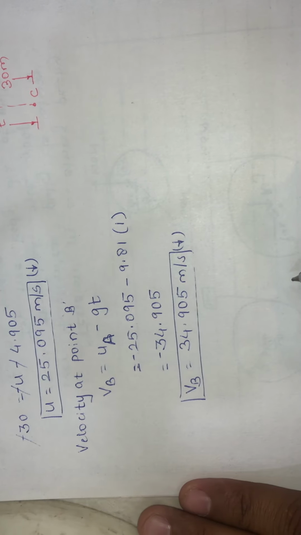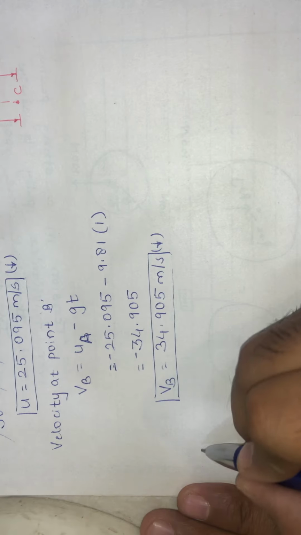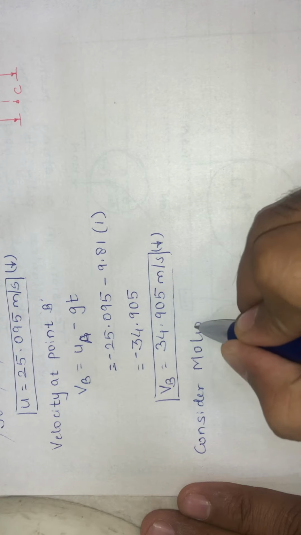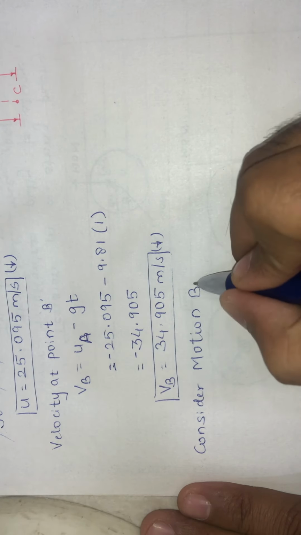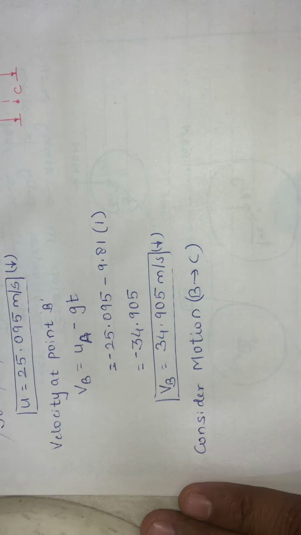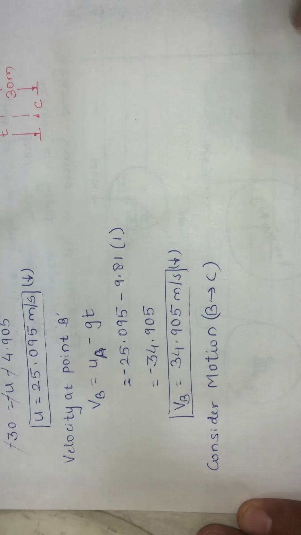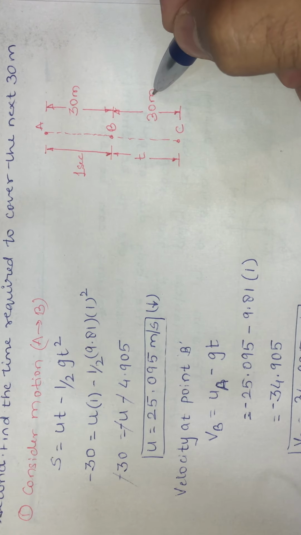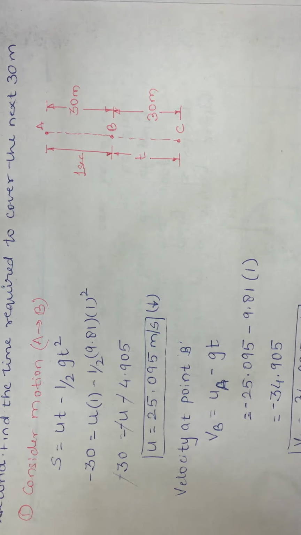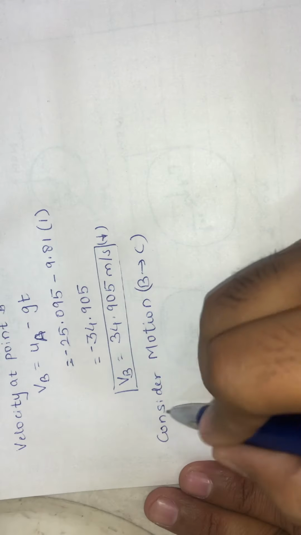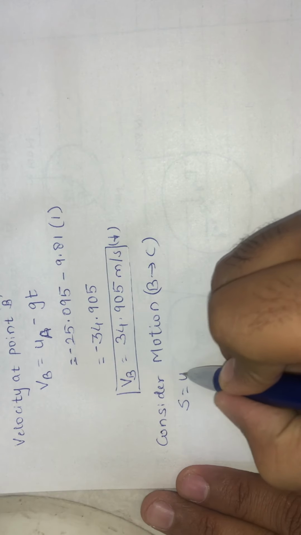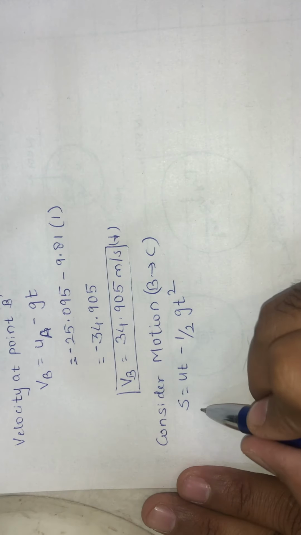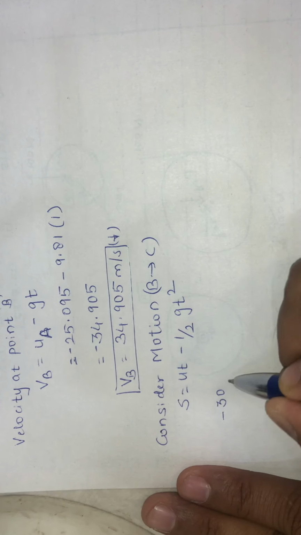Now considering the motion from B to C. So consider motion B to C. In that case, as you see in the diagram, from B to C the distance covered is 30 meter and the time taken is t. So in this case, once again we'll be using S is equals to ut minus half gt square, where S is the distance covered, which is minus 30.